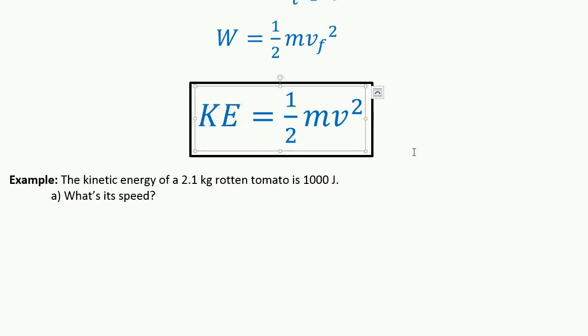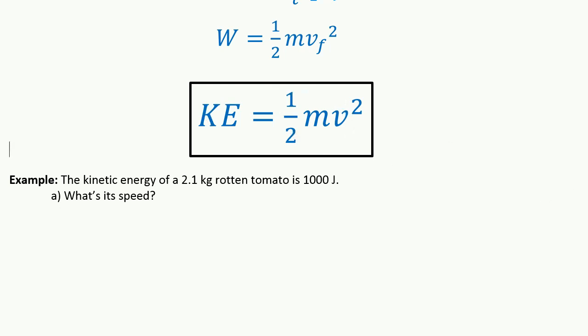So when we call it kinetic energy, we're really just talking about the energy it has at that moment as it goes past me. We don't really care about what happened before that. So rather than thinking about VF and VI, we just call this V. This is the speed the car has right now as it's going past me. And if I use that, that gives me the car's kinetic energy.